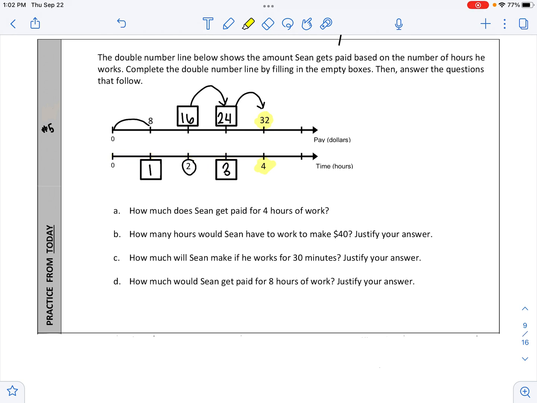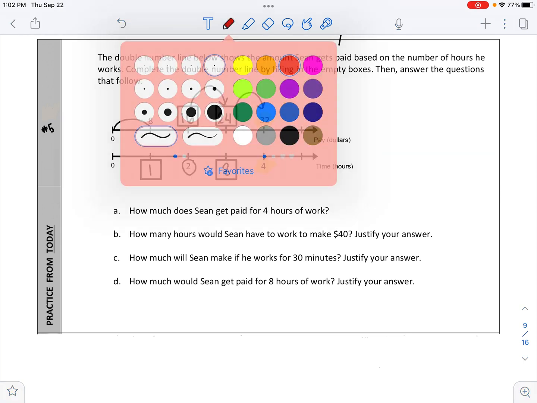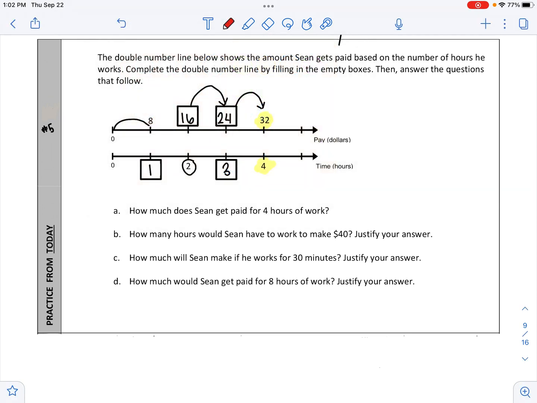On the top number line, I'm counting by eights. And it checks out because 0 plus 8 is 8, 8 plus 8 is 16, 16 plus 8 is 24, and 24 plus 8 is 32. Then I can use the double number line to help me answer the questions below. For example, A, how much would Sean get paid for 4 hours of work? On the number line, I can see that when Sean works for 4 hours, he's paid $32.